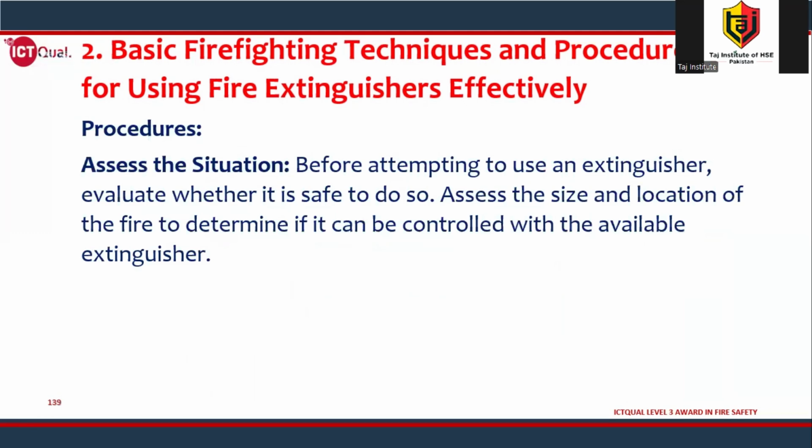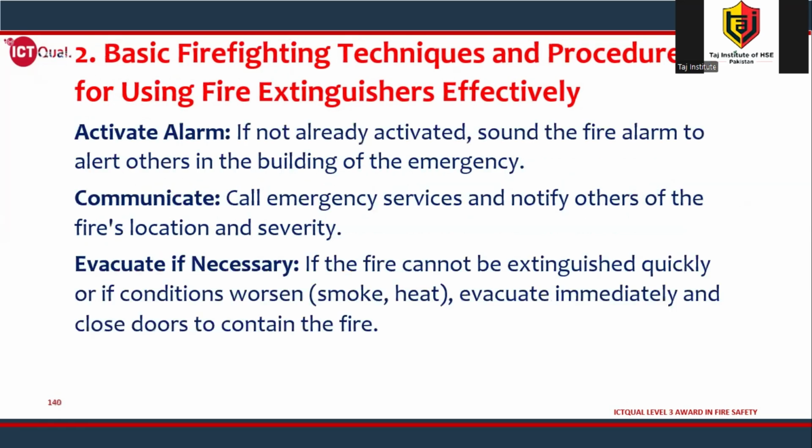Procedure. Assess the situation. Before attempting to use an extinguisher, evaluate whether it is safe to do so. Assess the size and location of the fire to determine if it can be controlled with the available extinguisher. If it cannot be controlled with the available extinguisher, you should get another fire extinguisher because the fire is at its maximum.